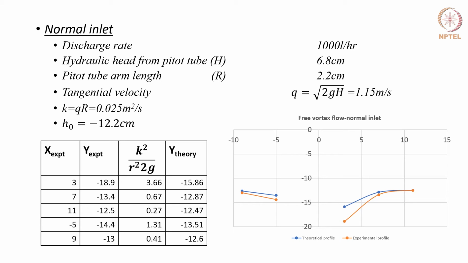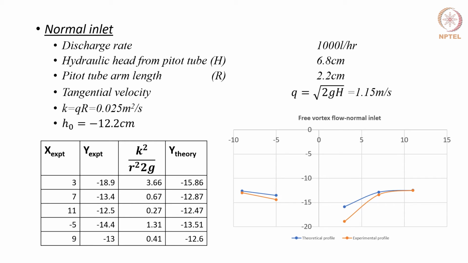So the third column in the table is k square by r square 2g, and from that the theoretical y coordinate is calculated for all the x measured in the experiment. So a plot of x experiment versus y theory will give the theoretical profile of the vortex when the inlet was in the normal direction.